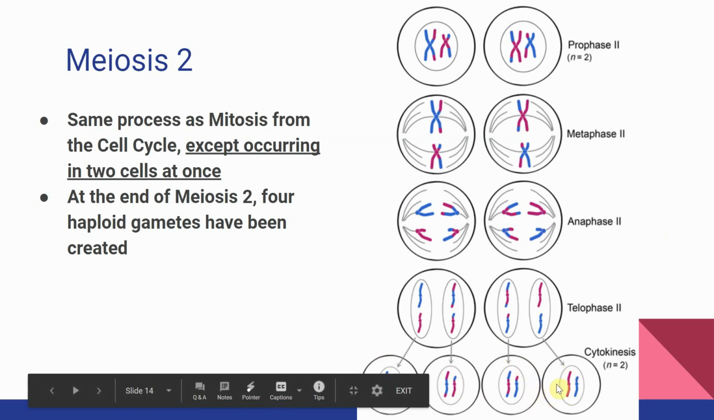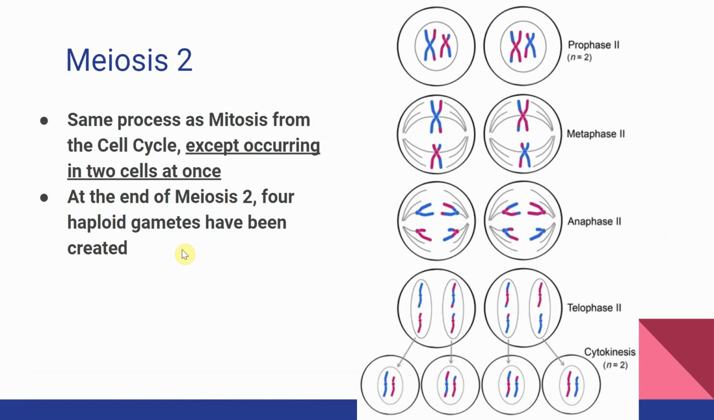They have half the normal amount. They only have 1 copy of each chromosome in them. And that was, again, the whole goal of us doing meiosis, is that we wanted to end up with these gametes at the very end. That was kind of our overall goal of meiosis.